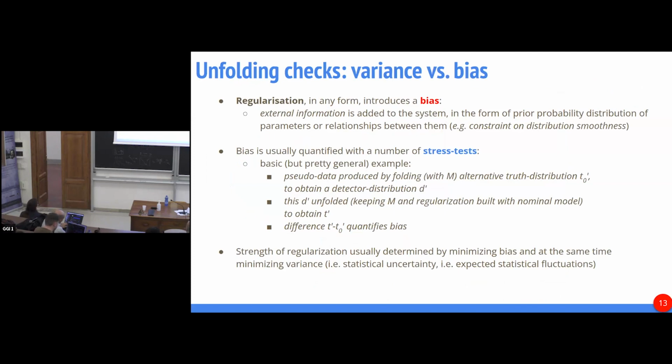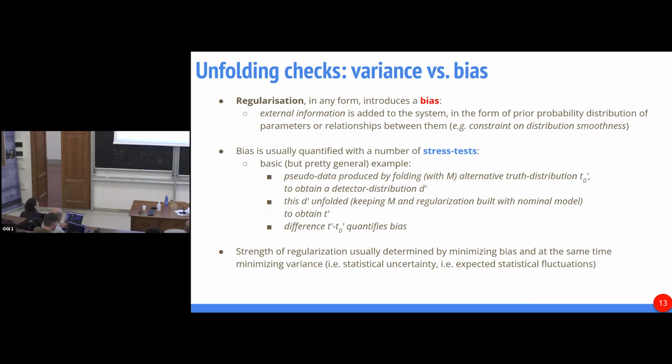Of course, the problem is that when you do it, you are inevitably adding a bias. So whenever you have a regularization, you always have a bias. Then this bias could be irrelevant, could be negligible, or could be something you want, but you always have a bias. It's impossible to avoid it. And so usually we do this stress test in order to quantify how much is this bias.